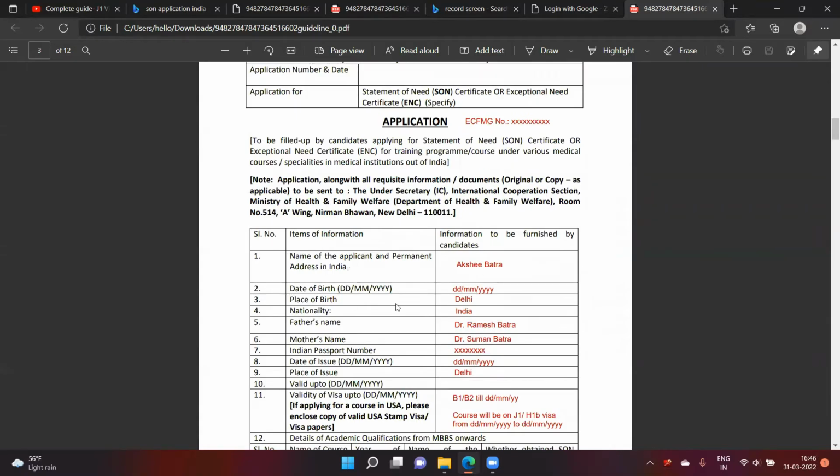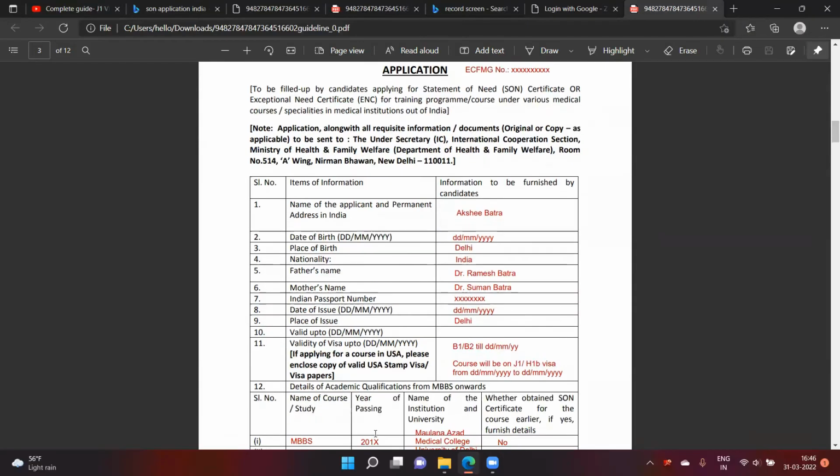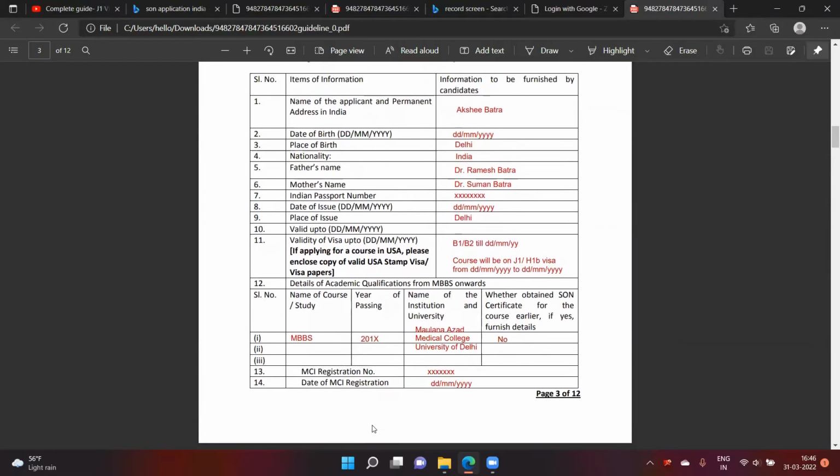You can write your name, date of birth, place, nationality, father's and mother's names, passport number, date of issue, place of issue, valid up to. And then the 11th one is confusing for many people. So you can just leave it blank. Or if you have a US visa, you can type B1, B2 till this date, but the course will be on H1 or J1 or H1B visa from this to this. Or for 3 years, you can just write for 3 years. And then we go down.